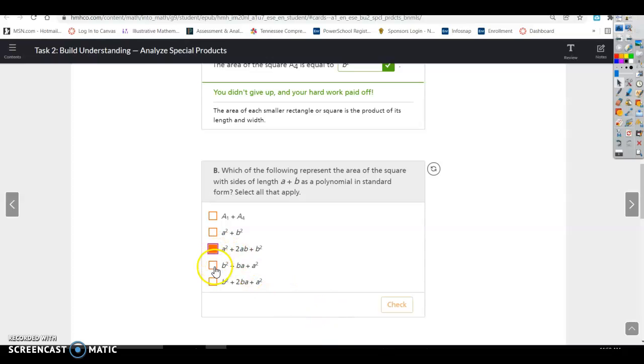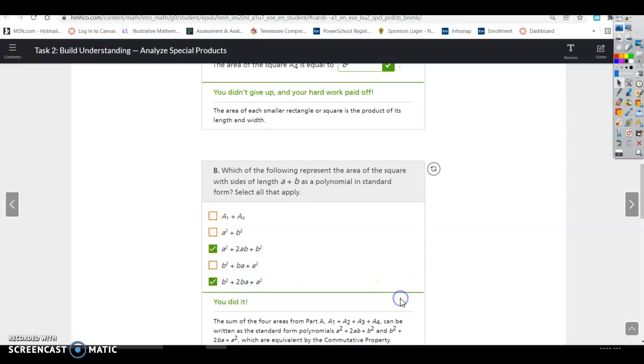All right, this one would not work because it's not twice the middle term, but this one would also work, b squared plus 2ba plus a squared, because the squared term that starts doesn't matter. Again, commutative and associative property, you can rearrange these, but it does have to have twice the middle term.